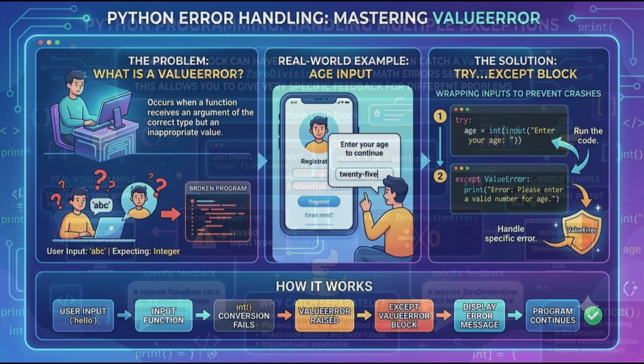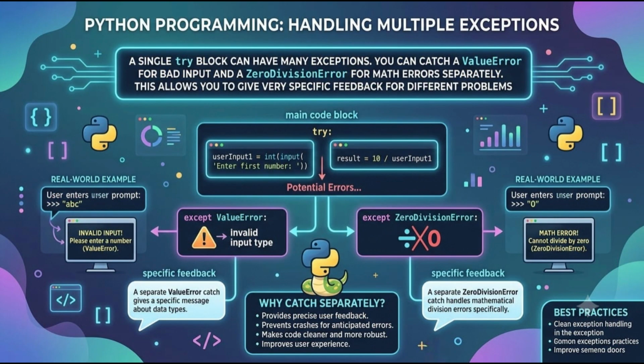a typo. A single try block can have many excepts. You can catch a ValueError for bad input and a ZeroDivisionError for math errors separately. This allows you to give very specific feedback for different problems.